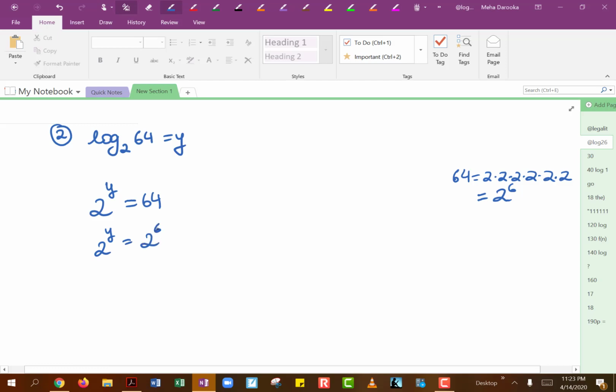Okay. And then again, using our one-to-one property, I have base 2 and 2. So we can say y equals the number 6. And as you can see, once we convert this into our exponential form, it actually becomes very easy to solve these examples. Okay, so this is how you would go about solving number 2.